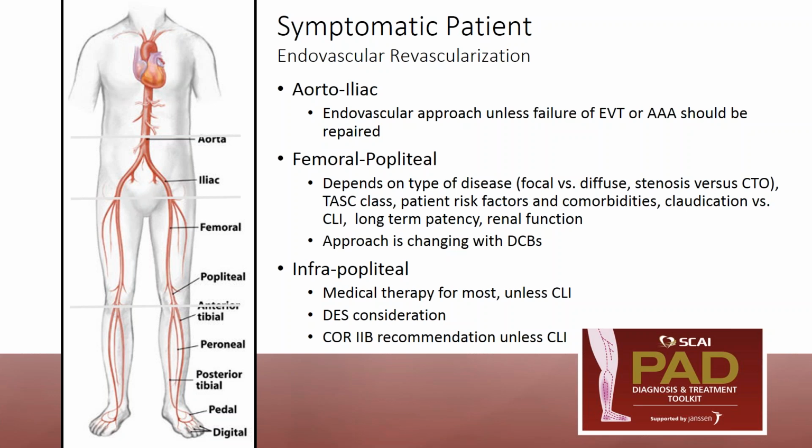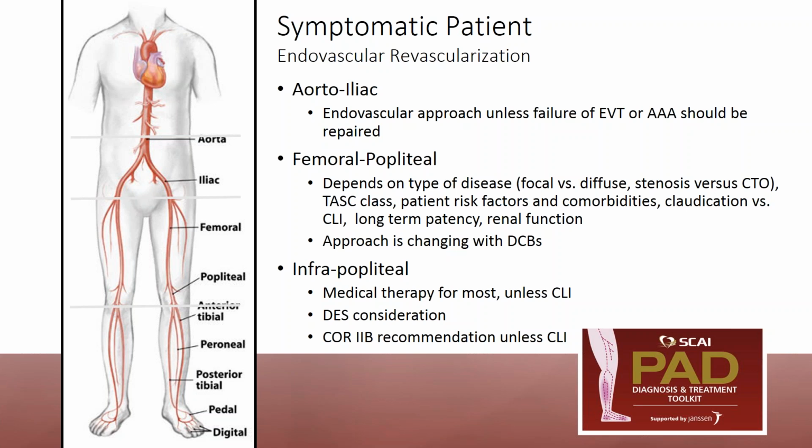And then additionally, if you're looking at claudicants versus CLI, claudication is very akin to stable angina in the coronary realm. These are patients that are going to do well with medical therapy, going to do well with exercise therapy, but obviously we've seen an improvement in some studies with endovascular therapy plus exercise therapy being better than just exercise alone. And that's in contrast to patients who have critical limb ischemia. These are the sickest of the sick patients, and your goal there is to establish inline direct flow to the wound to be able to heal the wound or relieve the patient's rest pain. The goals here are very, very different.